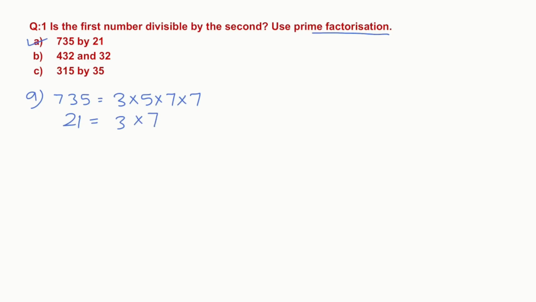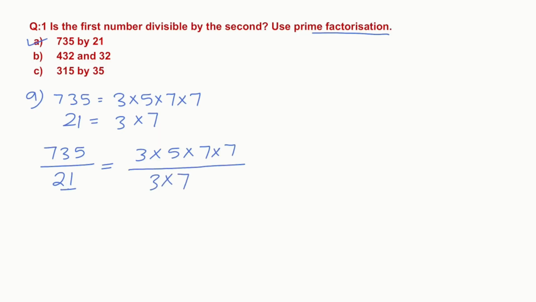Now we need to find whether 735 is divisible by 21 or not. For this, the factors of 21 should be there in the factors of 735. So 3 times 5 times 7 times 7 divided by 3 times 7. Now we have 3 here and 3 here. We can cancel and get 1. Same with 7. We'll get 1 here and 1 here also.